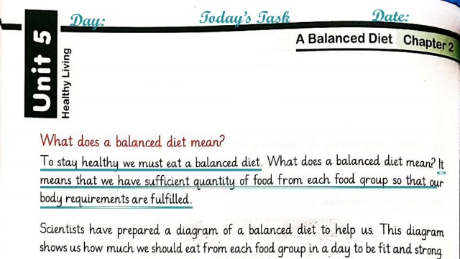Underline this line. It means that we have sufficient quantity of food from each food group so that our body requirements are fulfilled. Scientists have prepared a diagram of a balanced diet to help us. This diagram shows us how much we should eat from each food group in a day to be fit and strong. Students, balanced diet is essential. It is very important for a healthy body and a healthy mind.